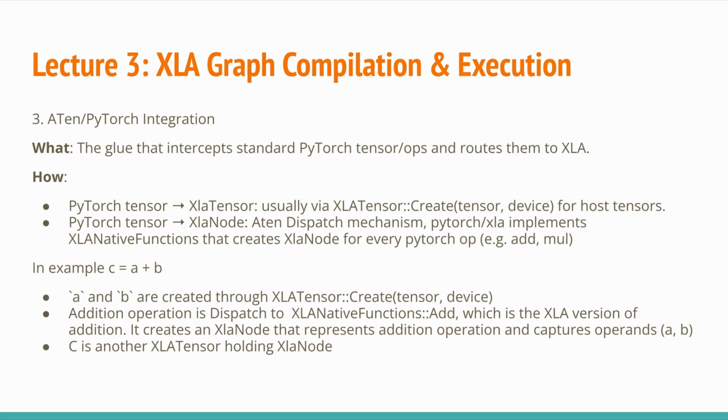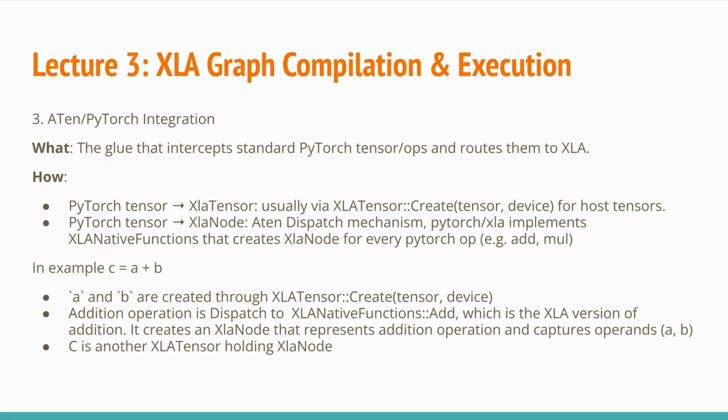Third, we have ATen PyTorch integration. This component contains many classes and utility functions. It's a glue that intercepts standard PyTorch tensors and operations and routes them to XLA. Conceptually, it does 2 things. For tensors, it converts a regular PyTorch tensor via the XLA tensor creation method, so that a regular PyTorch tensor can be converted to an XLA tensor that can hold both value and operation.